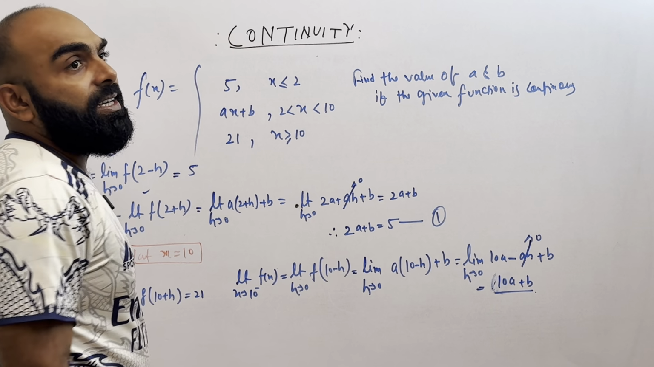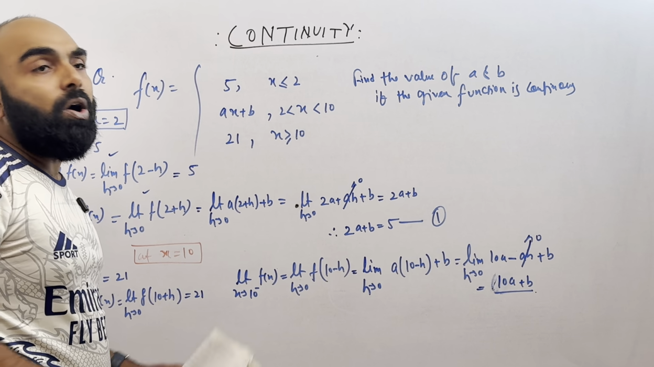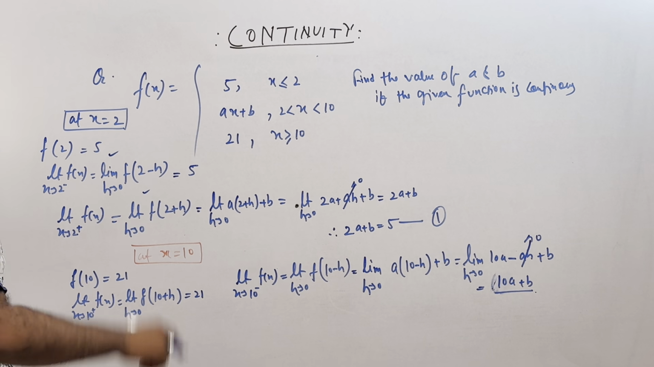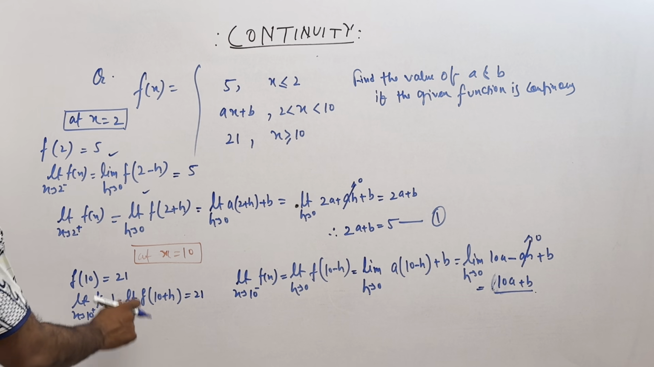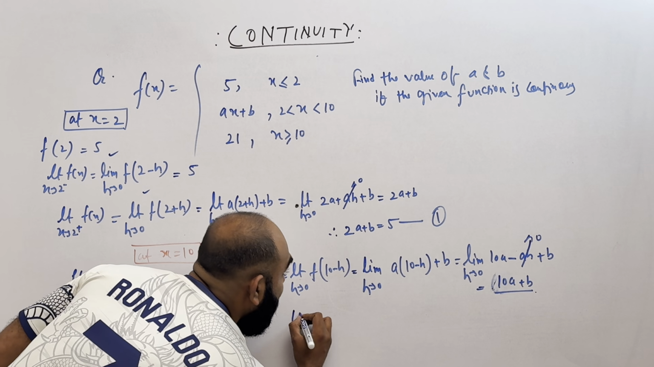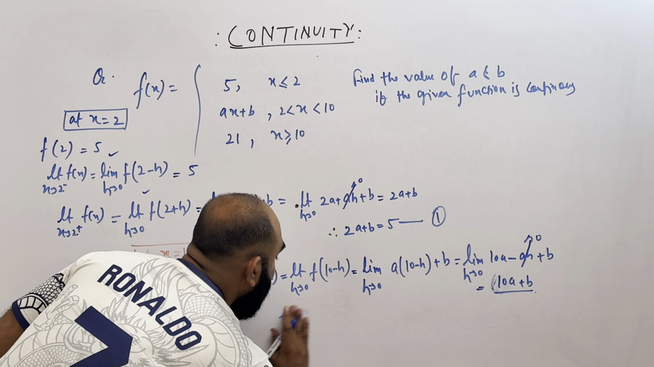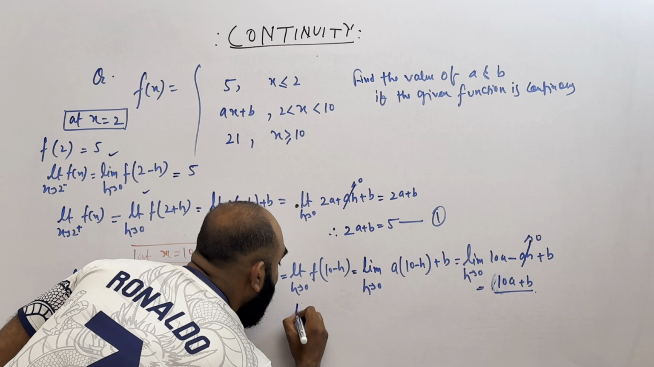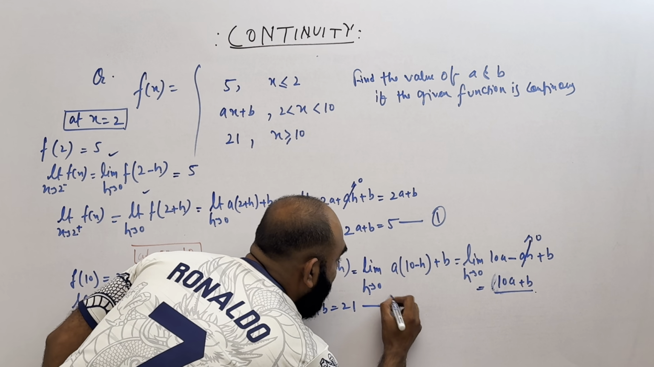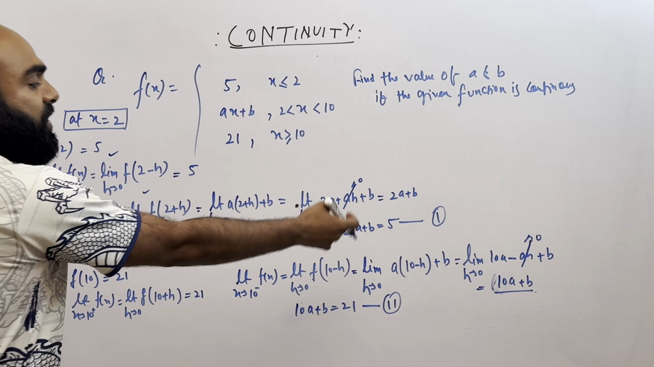Since I know that the given function is continuous at all the points, it is also continuous at x is equal to 10. If it is continuous at x is equal to 10, then f of 10 is equal to the limit as x tends to 10 plus, which is equal to the limit as x tends to 10 minus. So I will write 10a plus b is equal to 21, and this becomes my second equation. So we have the first equation and the second equation.